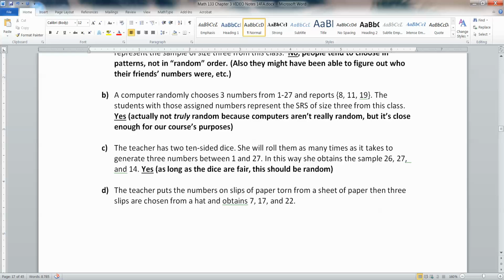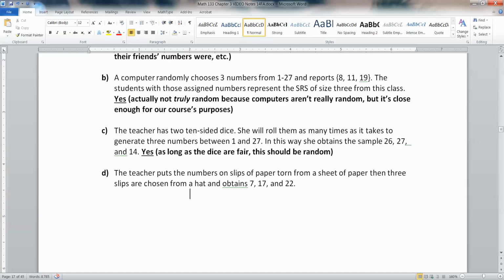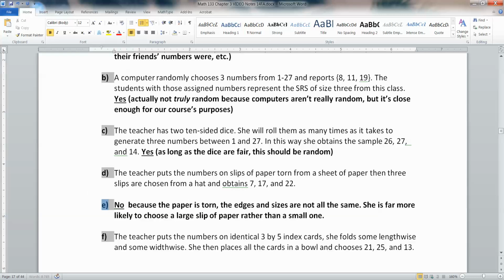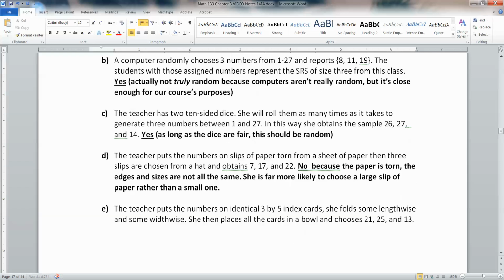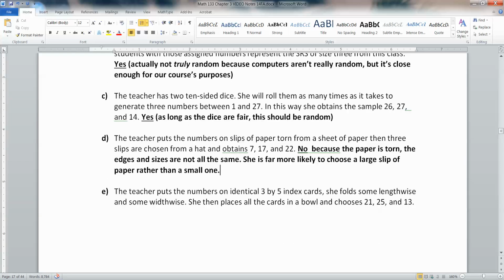But fair means every side is equally likely, and as long as that's the case, which we assume it is, we assume the dice are not loaded, then that would be a random sample. Now, if the teacher puts the numbers on slips of paper torn from a sheet of paper, then 3 slips are chosen. That's not good, because she tears the paper, so they're not all the same size. You're far more likely to grab with your hands pieces of paper that are bigger rather than smaller. So that is not a random sample.